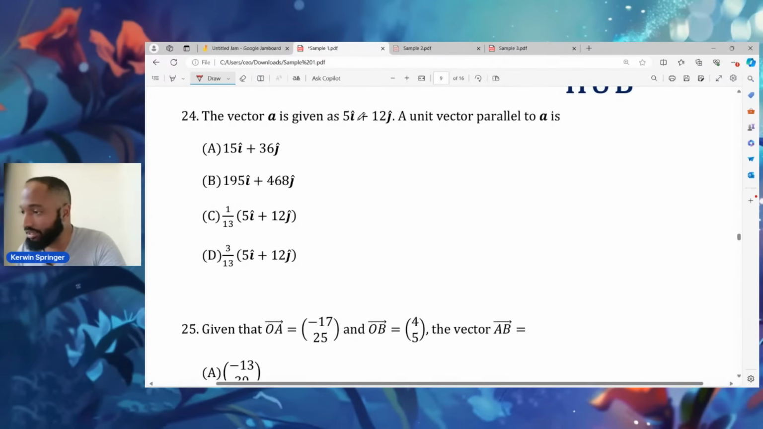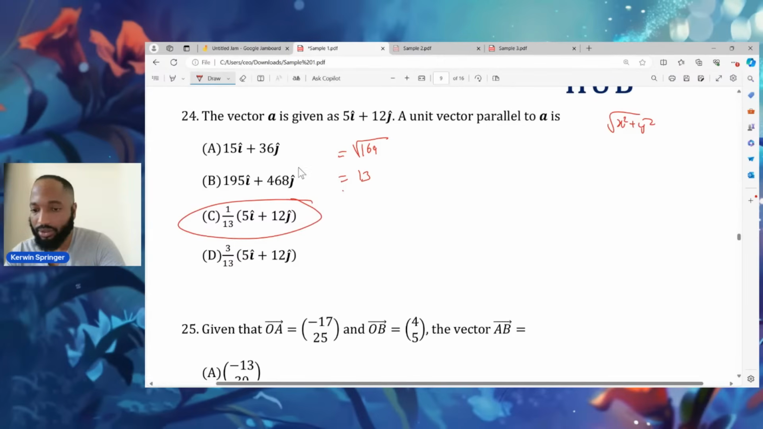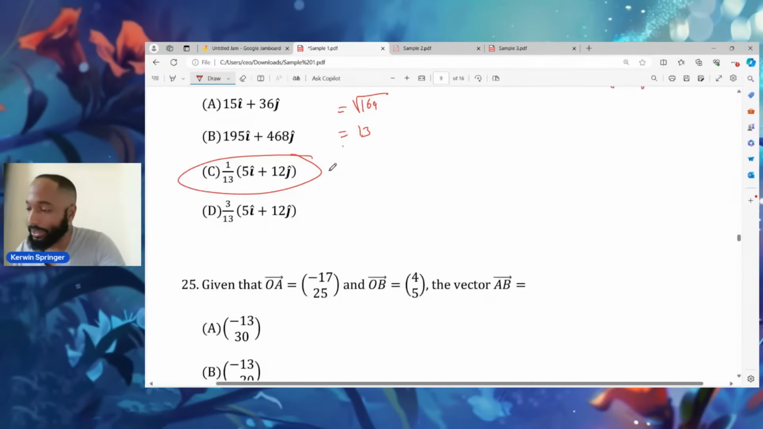The vector A is given by that, a unit vector parallel. So I want the square root of 5 squared, 25, plus 144. So you want to divide by the magnitude. The magnitude is the square root of 169, which is 13. You all understand what I did just there. I got the square root of x squared plus y squared, and I need to divide by this. So this is the answer here. And that one is a quickie.